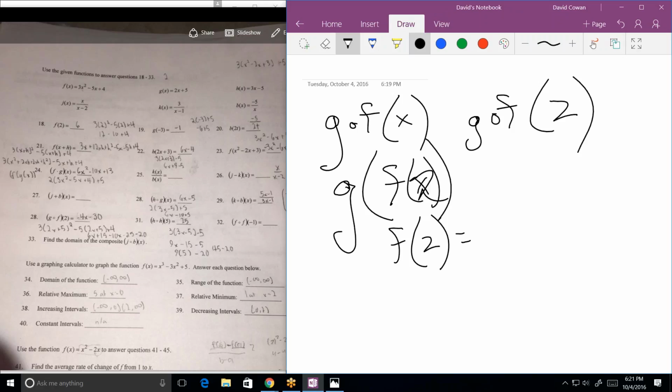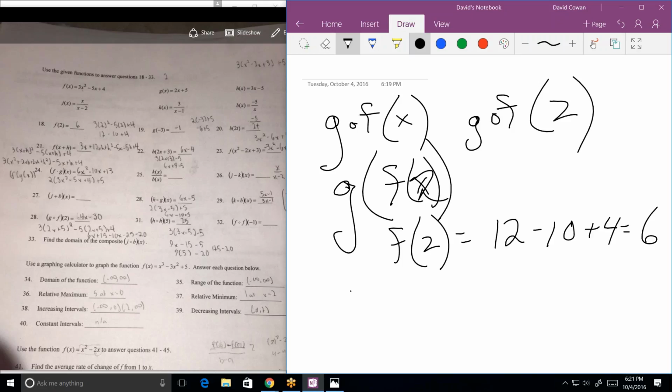That is 3 times 2 squared minus 5 times 2 plus 4. So it'd be 12 minus 10 plus 4. So it'd be 6. 12 minus 10 is 2. 2 plus 4 is 6. Okay. So that's what f of 2 is.